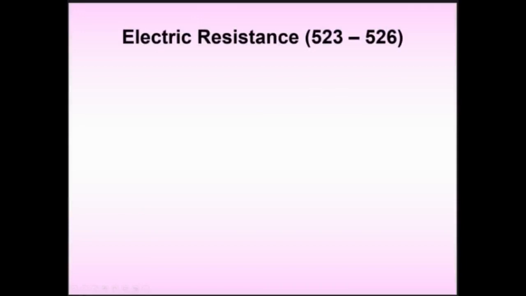The next one, electric what? Resistance. If we've covered electric resistance, then we would have covered how many things? The three major things of a circuit: current, voltage, and resistance. Every circuit is these three things.